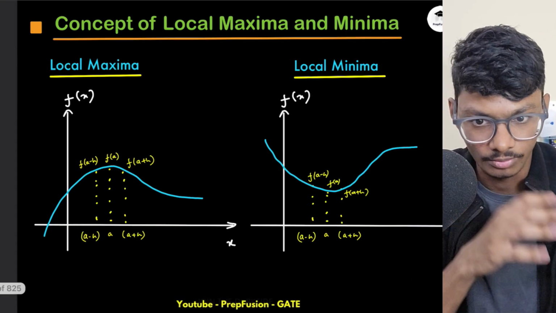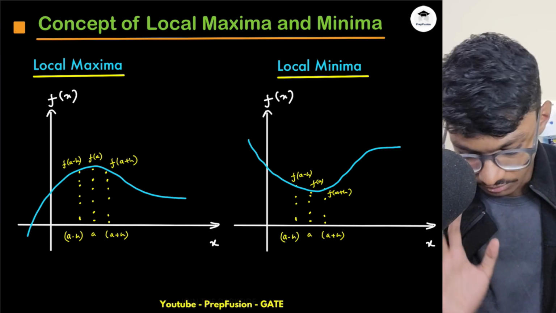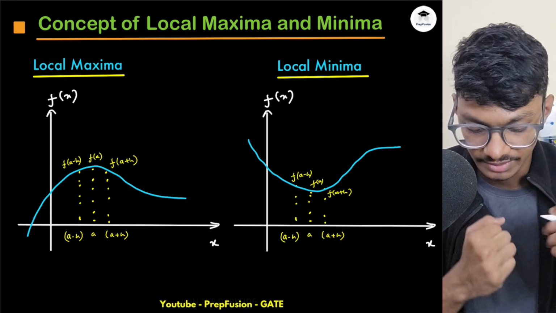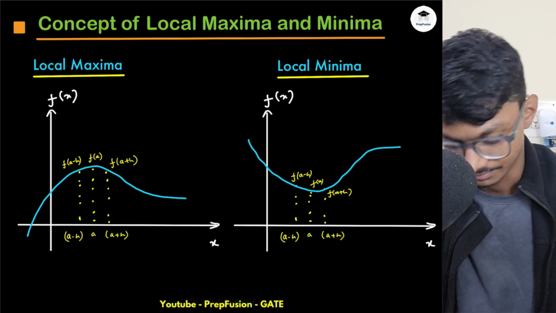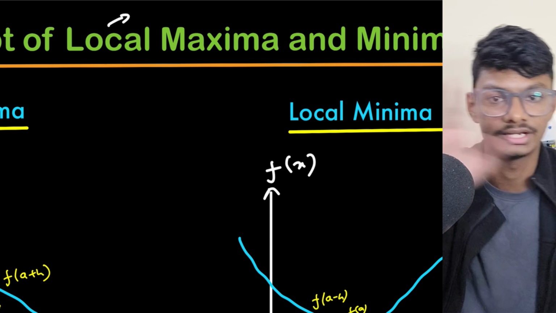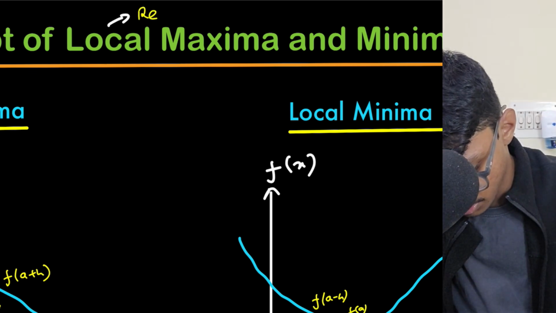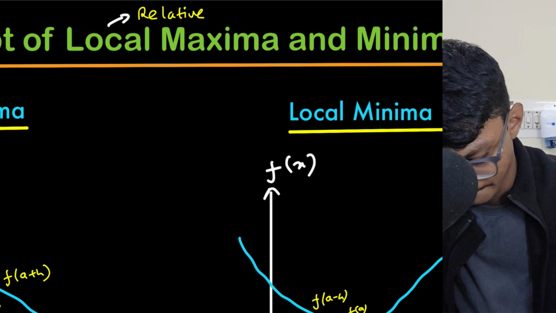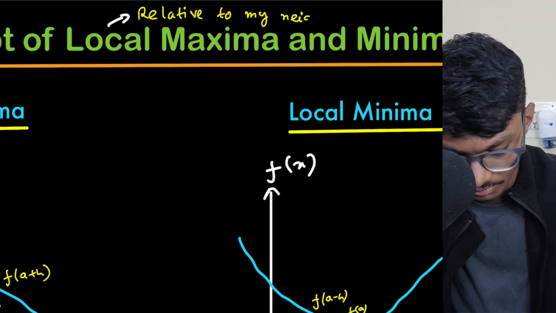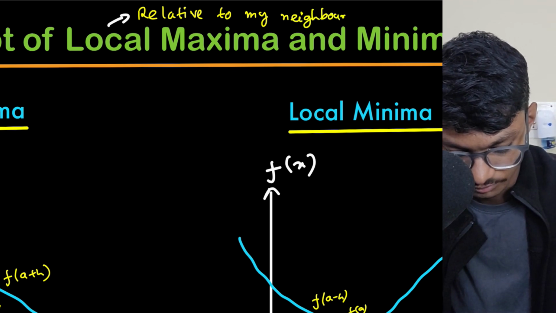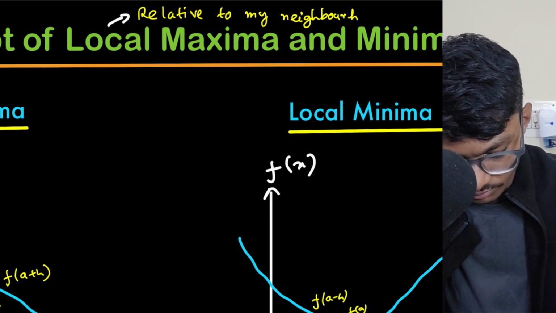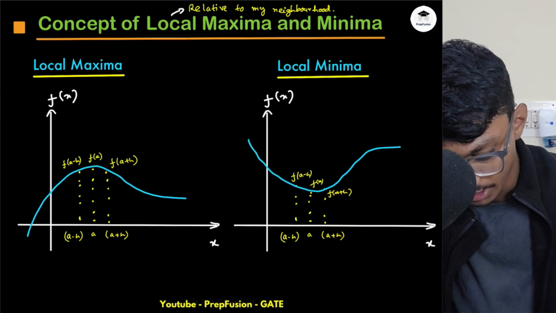So we'll learn more about that just in this slide. Here we'll study the concept of local minima and maxima. What do we mean by this? This means the relative minima and maxima, relative to its neighborhood. Local means neighborhood, right? Just beside me. So I will write here, relative to my neighborhood.